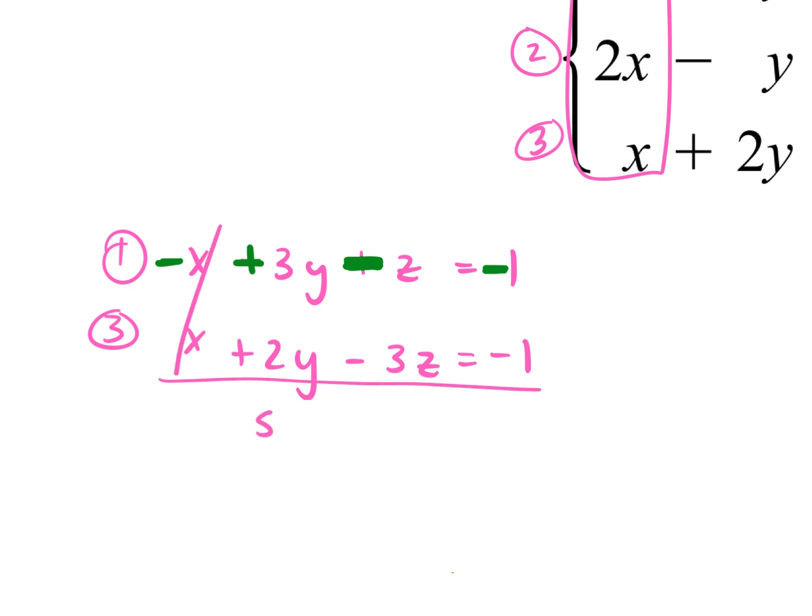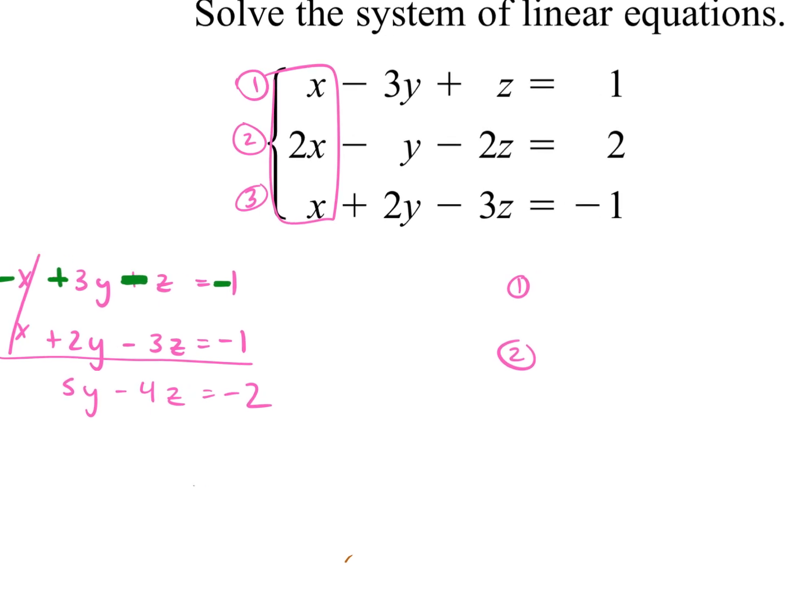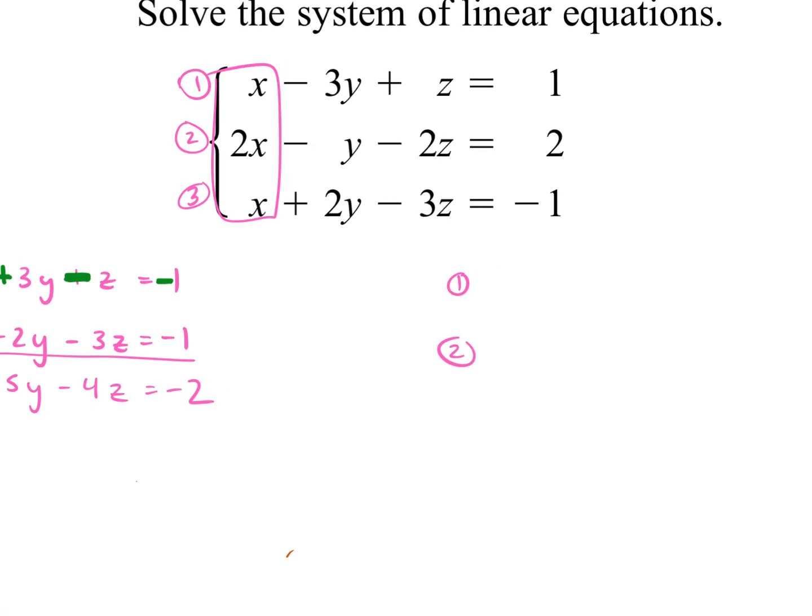3y plus 2y is 5y. -z minus 3z would be -4z. And -1 minus 1 would be -2. All right, let's do that again. We said let's combine 1 and 2 next. So we have x minus 3y plus z equals 1, and 2x minus y minus 2z is equal to 2.